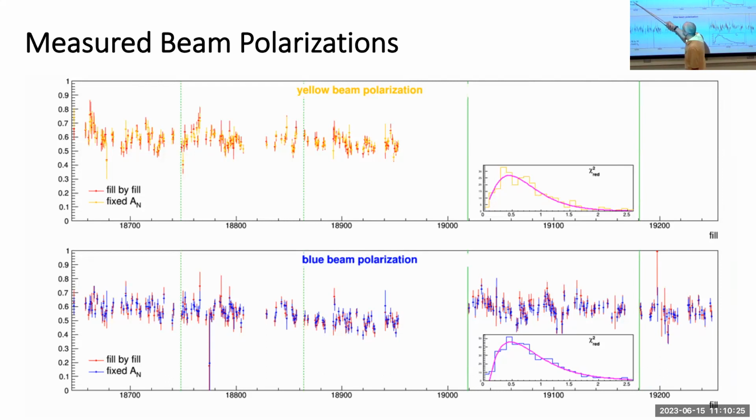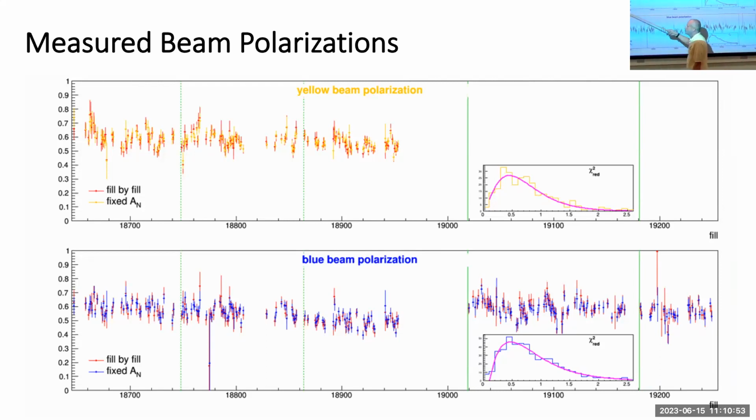You can look at this fill by fill, where you do what I just talked about, or you can try to determine the mean analyzing power for your whole data set, and then use that to determine the beam polarization for each fill in a different way. Look at consistencies or inconsistencies between the two ratios. You find that there's nothing systematic going on if you look at the reduced chi-squared function in this case.